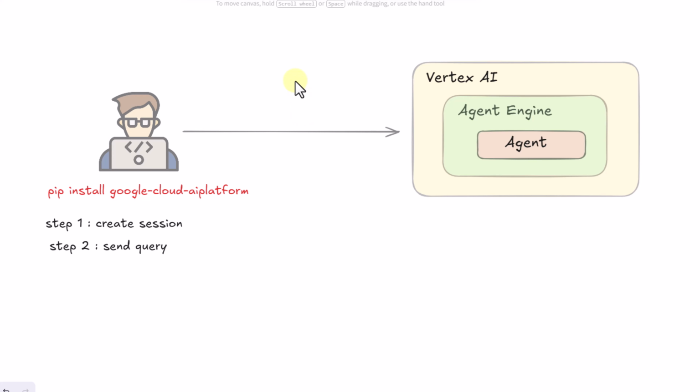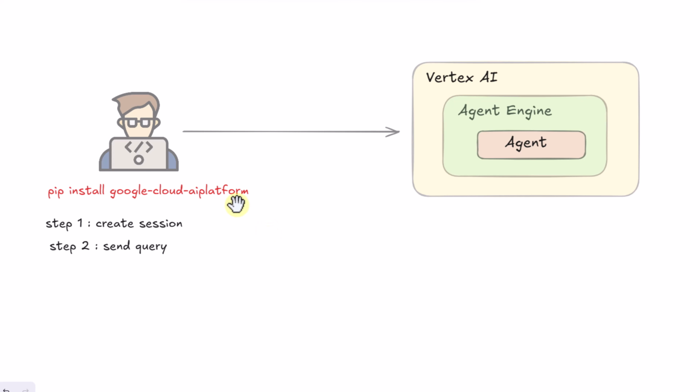In our last video, we have seen how to deploy a simple agent on VertexAI agent engine. In this video, we are going to see how we can access that agent. So to access this particular agent which got deployed on agent engine, first thing what we have to do is install this particular package. This particular package is going to give you access to VertexAI.